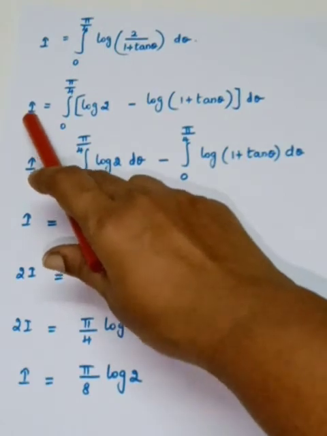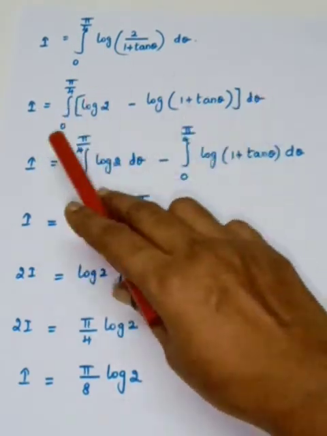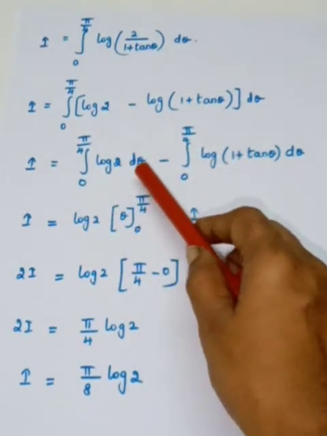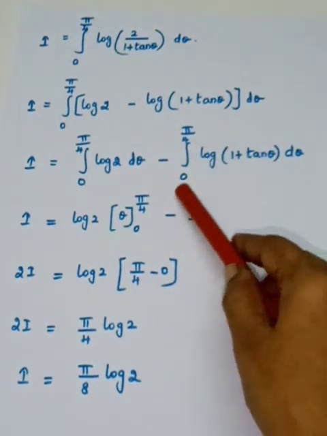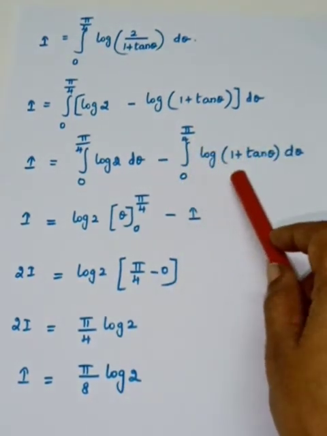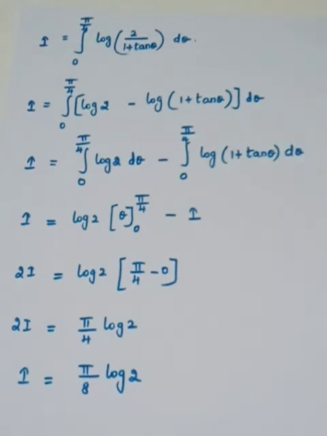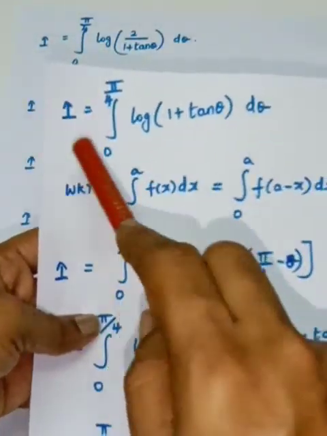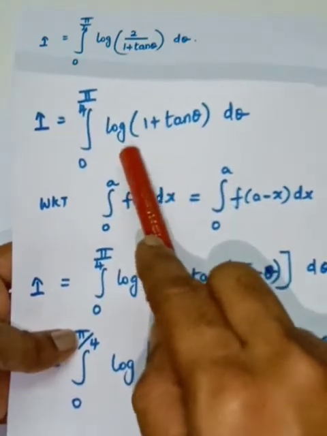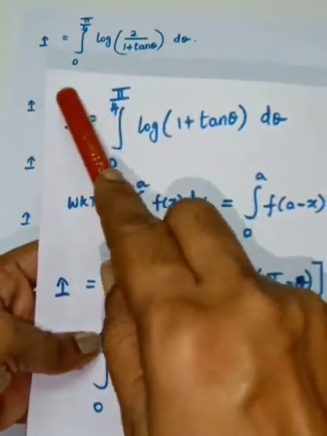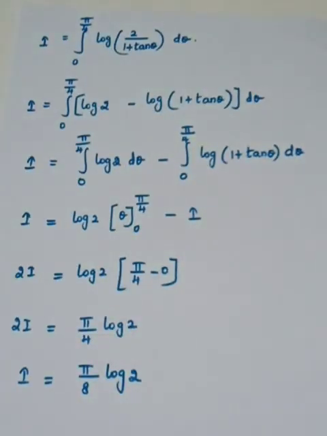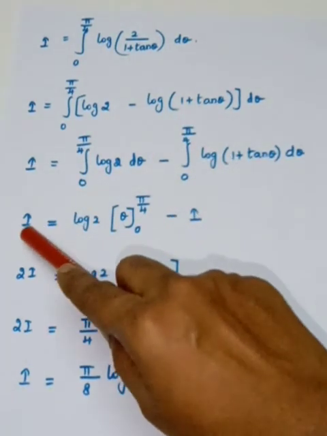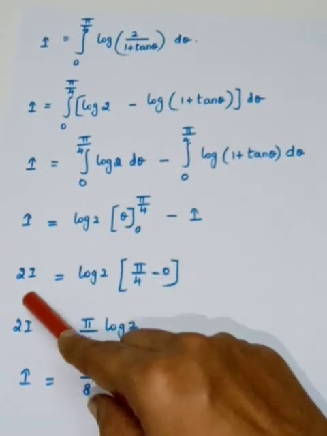So here already we called this I. So you are going to split it as two integrals. The first integral is integral 0 to pi by 4 log 2 into d theta minus integral 0 to pi by 4 log of 1 plus tan theta into d theta. So you just see that. After substituting x is equal to tan theta, you are getting 0 to pi by 4 log of 1 plus tan theta into d theta, which is called I. So here this term is going to be written as I. So this minus I, when you take it to the left side, it is plus I. So I plus I is 2I.